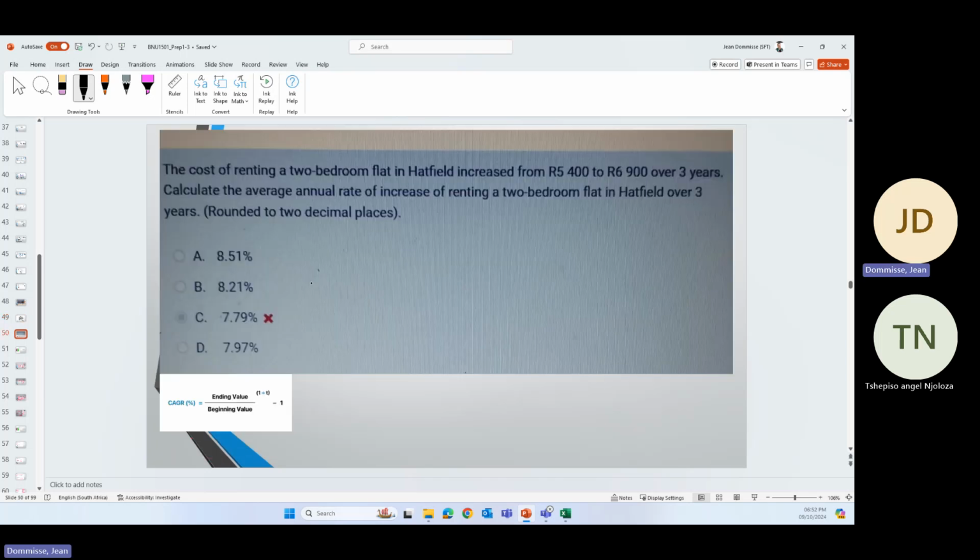Okay, then the last one of the evening. I'm going to show you just two ways of working this out. The cost of renting a two-bedroom flat in Hatfield increased from 5.4 to 6.9 over 3 years. Calculate the average annual rate of increase of renting a two-bedroom flat. We call this average annual rate CAGR.